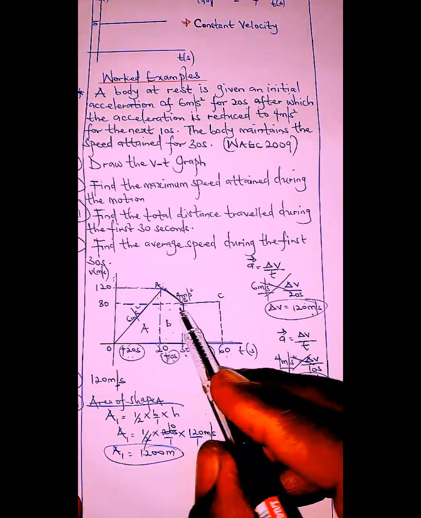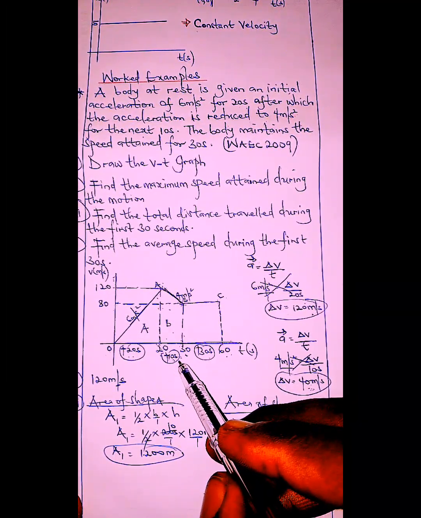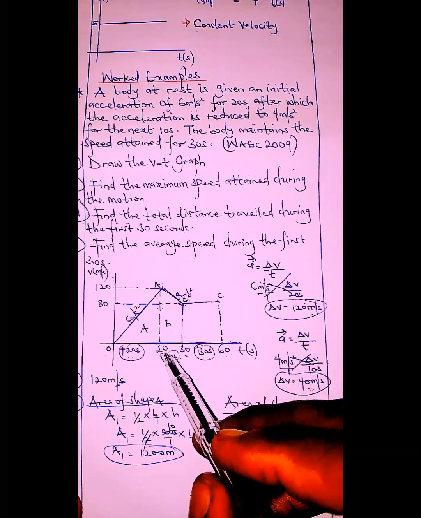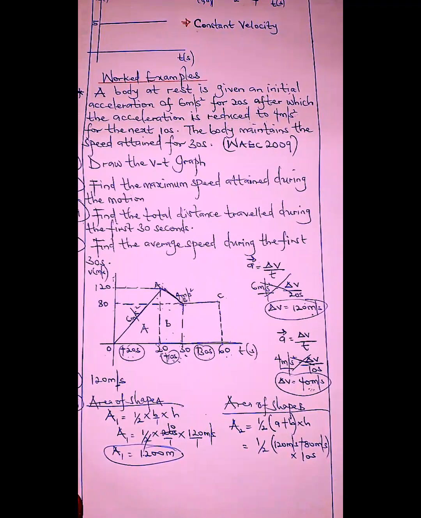What's the height? Now we have a new height here. The height for this trapezium is the 10-second difference, the 10 seconds it took the body to move from A to B. As you can see, 20 here, 30 here, which is 10 seconds, times 10 seconds. So what do we do next?